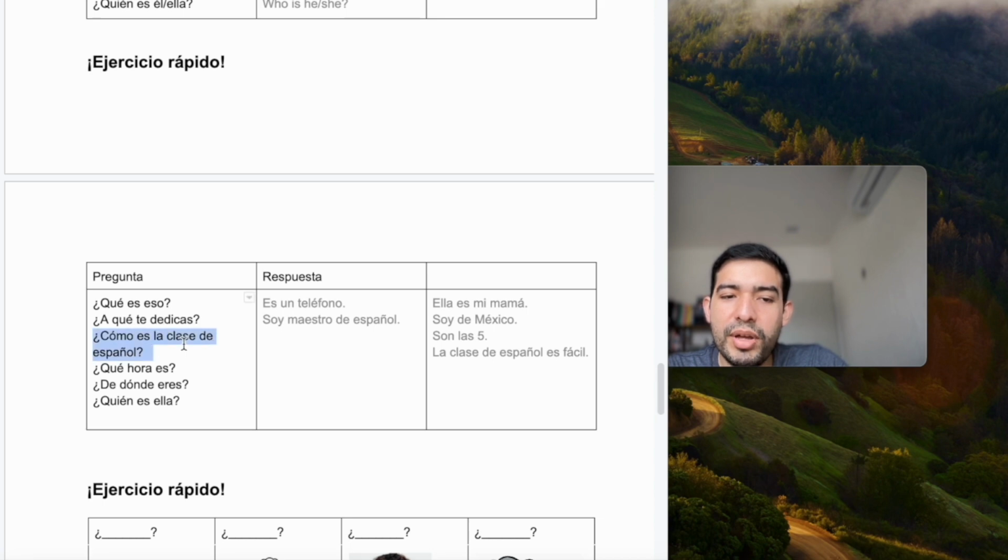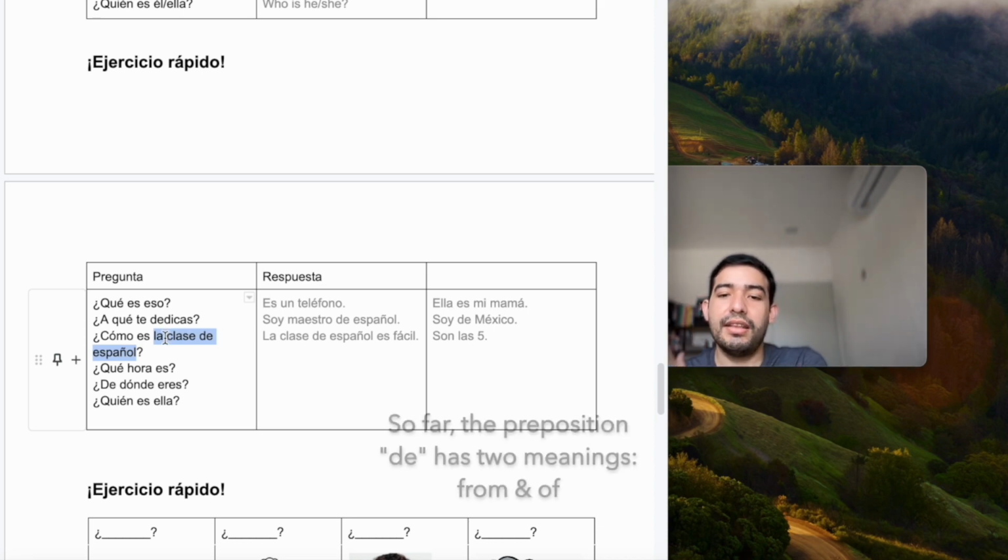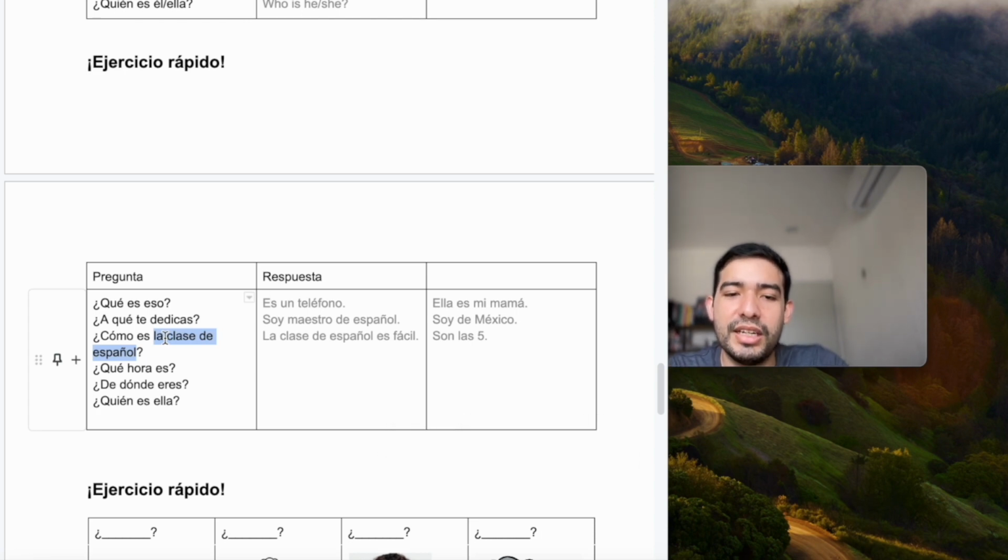Then, ¿cómo es la clase de español? La clase de español es fácil. ¿Sí? How is the Spanish class like? Oh, the Spanish class is easy. Notice also that we say the class of Spanish. La clase de español. We don't say español clase. No, we use this structure. La clase de español. The class of Spanish. That means Spanish class. ¿Sí?